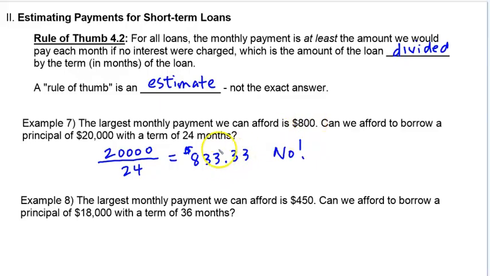No. The rule of thumb 4.2 makes our number higher than what we say we can afford. And then here's another one. Rule of thumb 4.2 says 18,000 divided by 36. That would be $500. We say we can only afford $450. So again, we can't afford this loan.